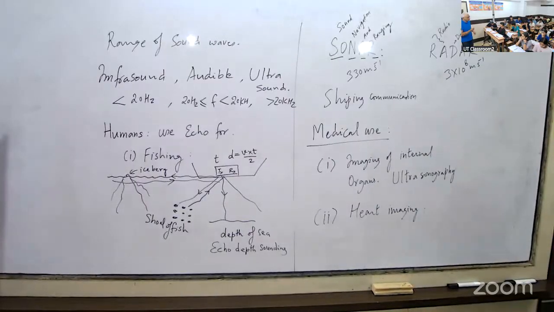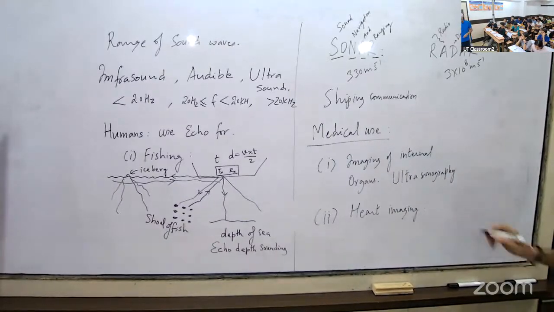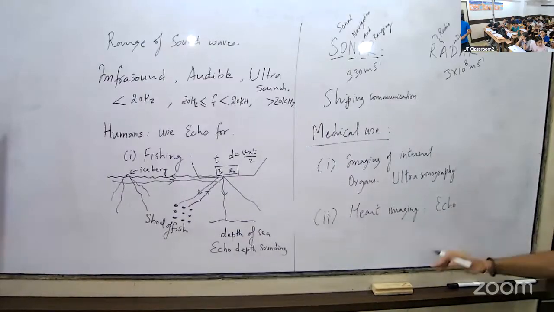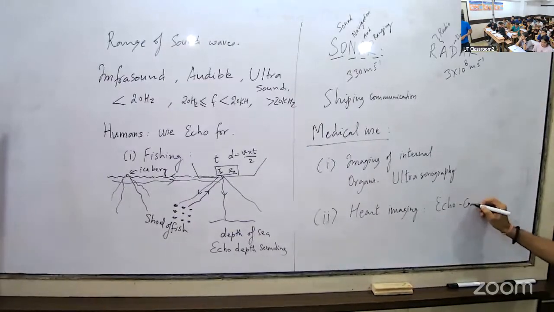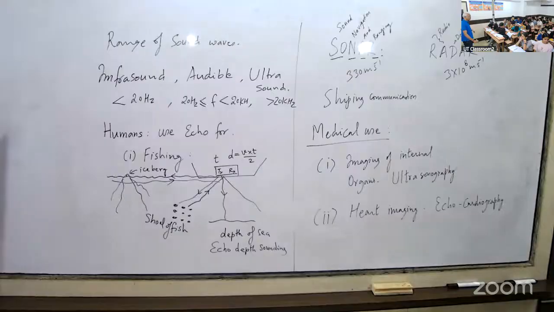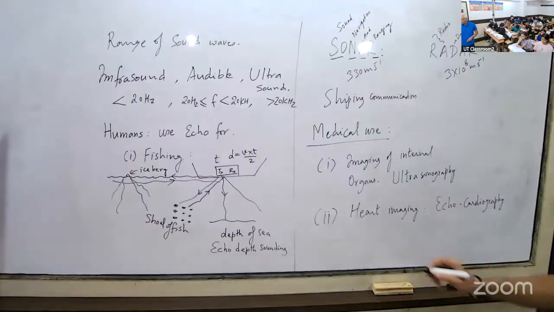What is heart imaging? When we are using ultrasound waves to generate the image of the heart, that is called echocardiography. Then check the spelling. Is it ECO or ECHO? Correct.